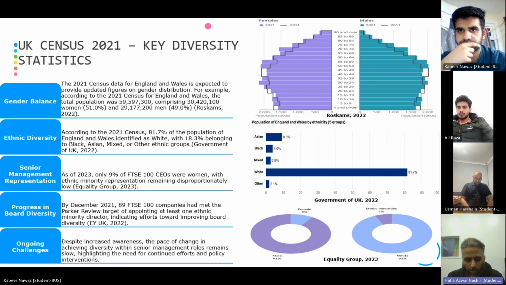Looking at leadership as of 2023, only 9% of FTSE 100 CEOs were women, with ethnic minority representation still lagging. This highlights significant underrepresentation in senior roles. However, there has been progress. By the end of 2021, 89 FTSE 100 companies met the Parker Review target of having at least one ethnic minority director. Despite this progress, challenges remain. Change in senior management diversity is slow, requiring further monitoring, targeted intervention, and supportive policies to maintain momentum and achieve lasting change. Next slide, please.